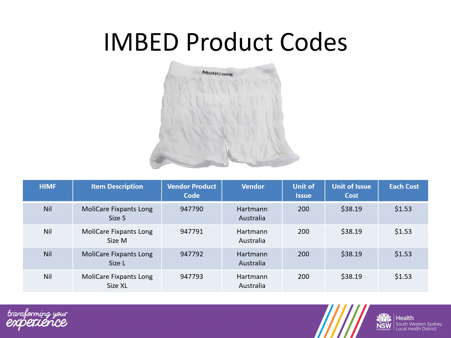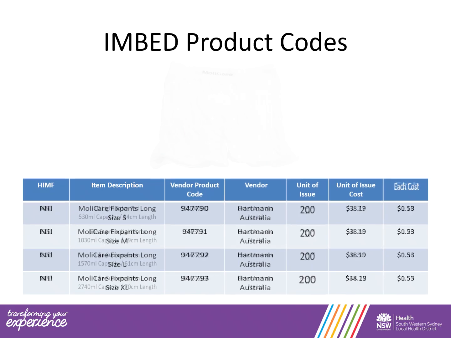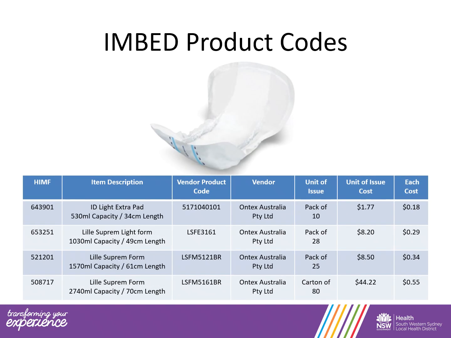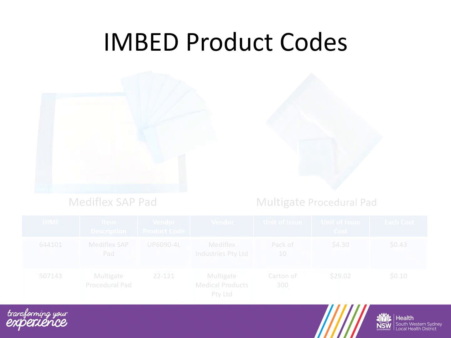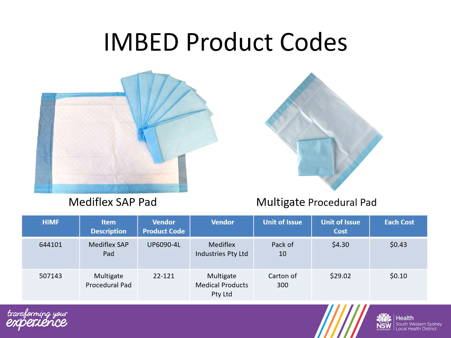Just a slide explaining the different codes for the ordering process, and there's a breakdown of the cost as well. You can see they come in small, medium, large, and extra large. Pretty sure we will just be ordering medium, large, and extra large at the recommendation of Sudi, the wound CNC here. Product codes for the slip pads, product codes for the SAP pads.